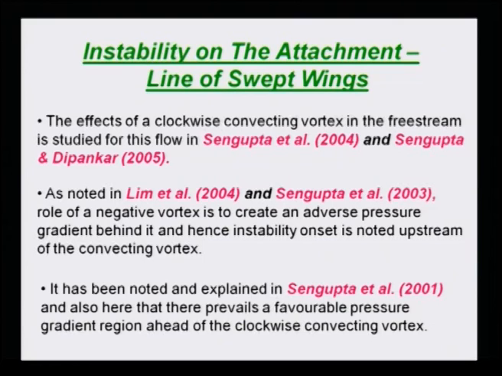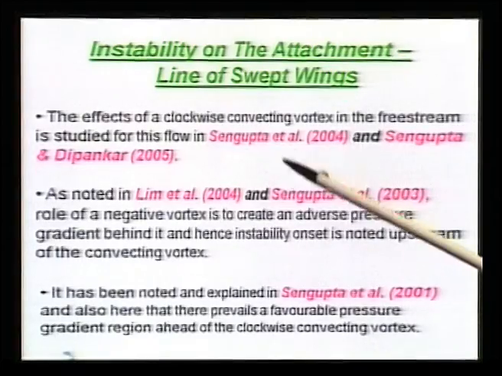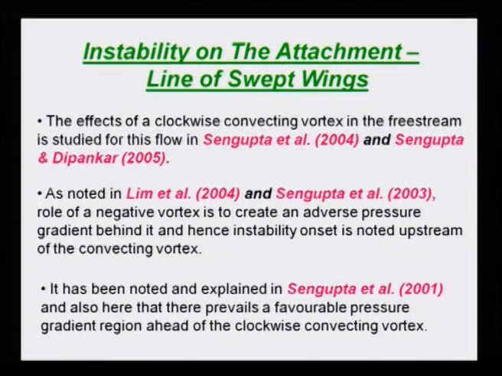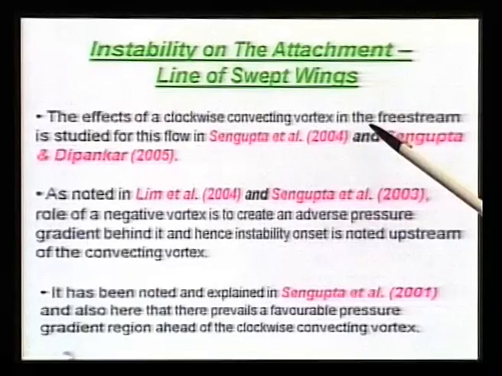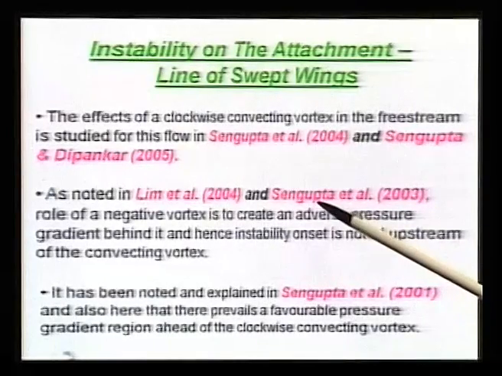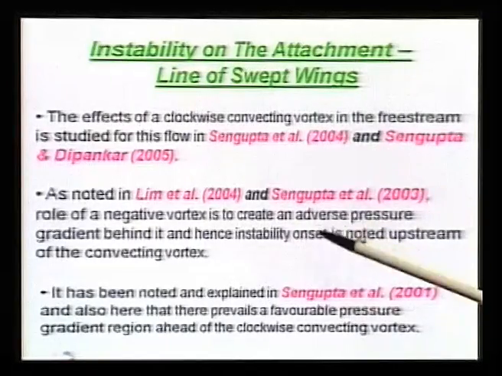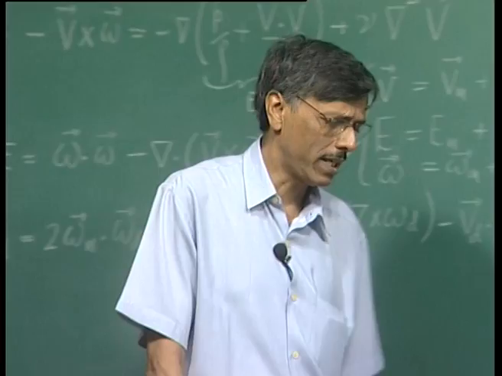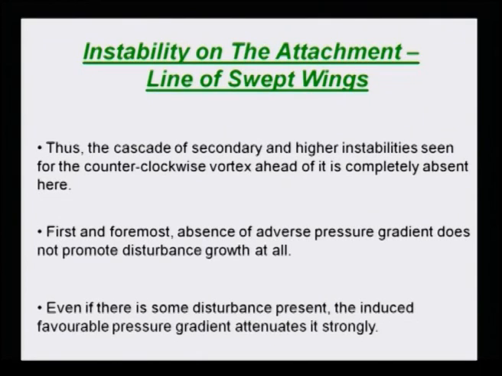Now, if I look at the attachment line instability once again, we have seen in the last class the effect of a counterclockwise rotating vortex. What happens when we have a clockwise rotating, clockwise convecting vortex in the free stream? This was also studied. You see almost the same thing that we studied for Blasius boundary layer. So, whatever we saw there, it happens here too. And we also note that if we look at a clockwise rotating vortex, ahead of it you are going to see a favorable pressure gradient. So, we should see that if we do the calculations, right.